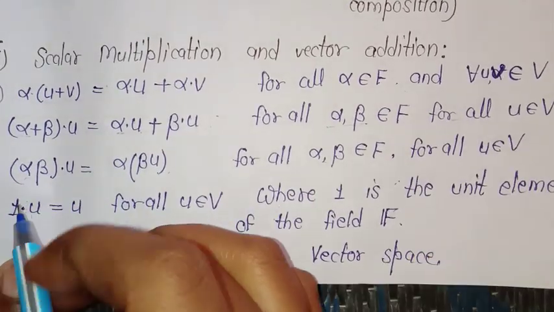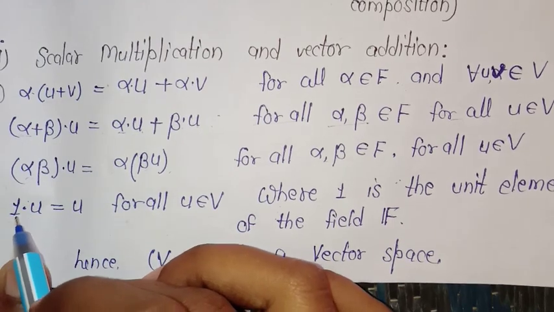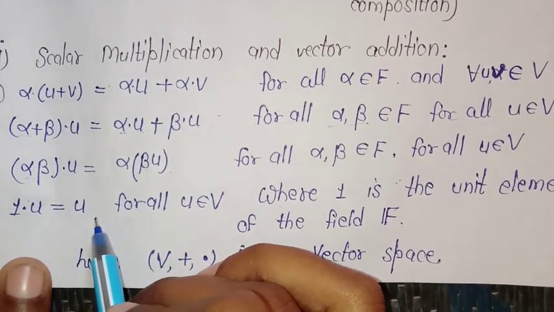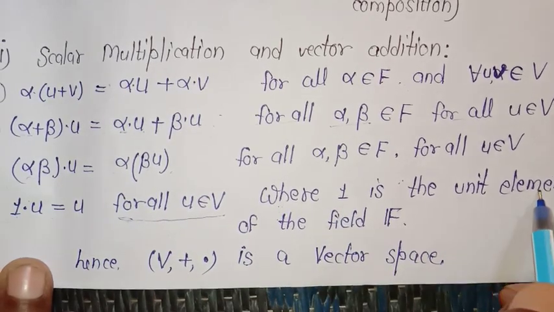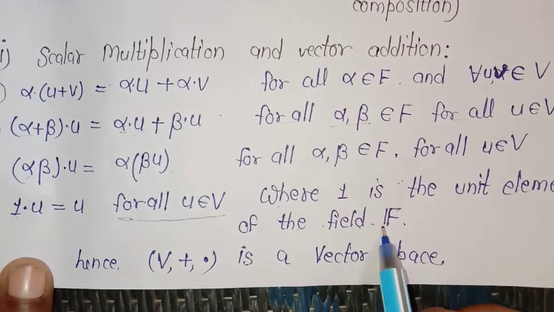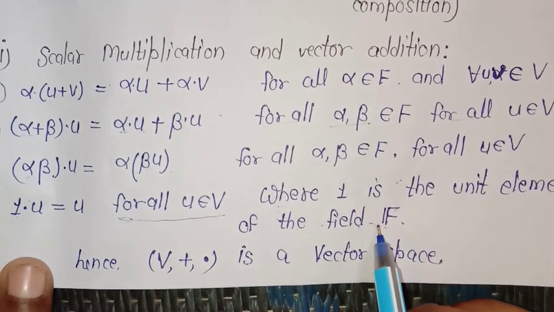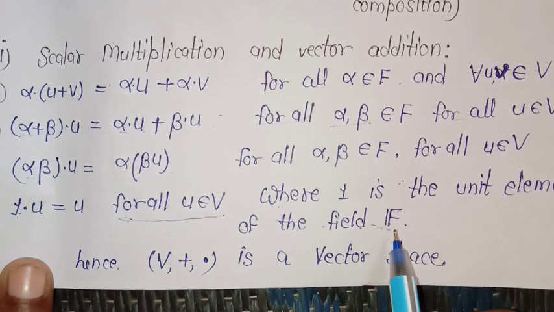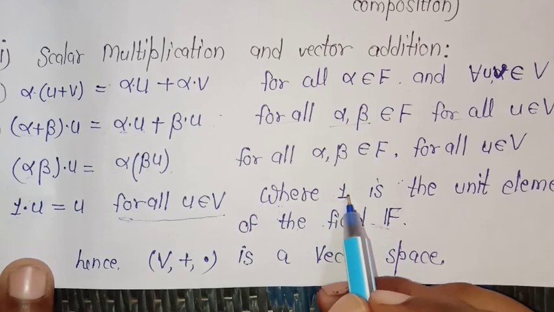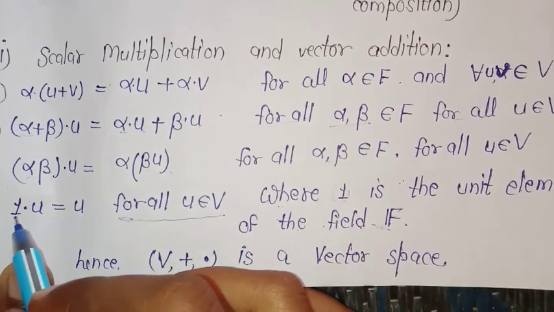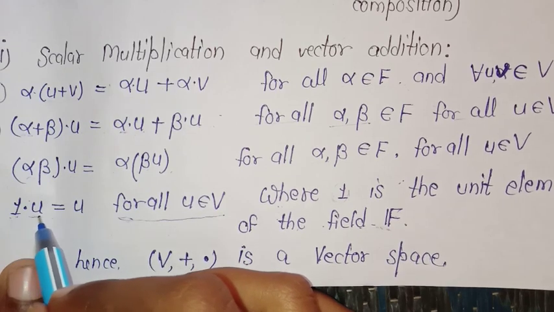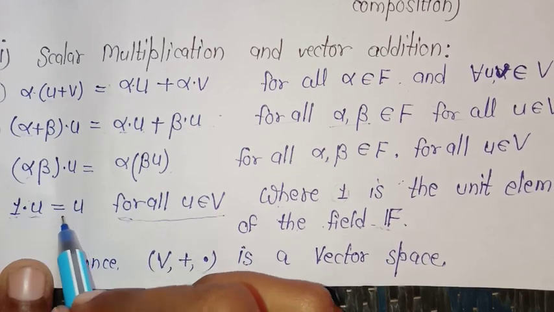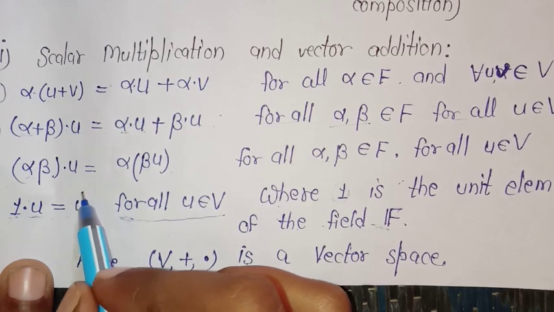Now the last one and the most important property: 1 dot u is equal to u. This is true for all u belonging to V, where 1 is the unit element of the field F. Every field contains a unit element, and those fields which do not have units are called fields with no units. So every field has a unity, and if we take the external composition of unity together with an element u, we will always get the same element of the vector space.